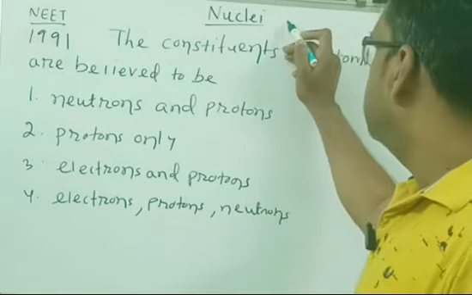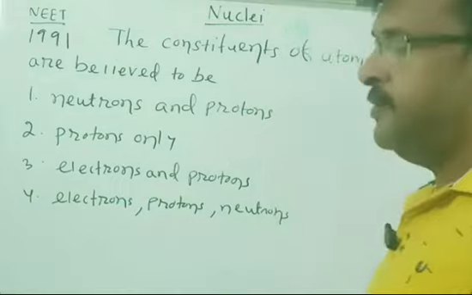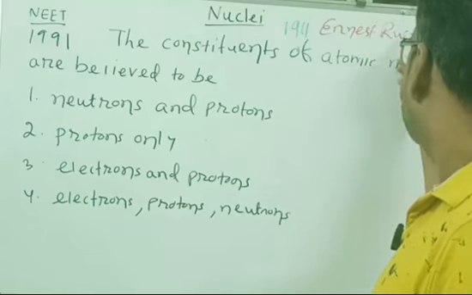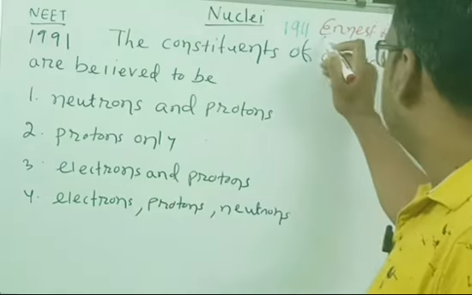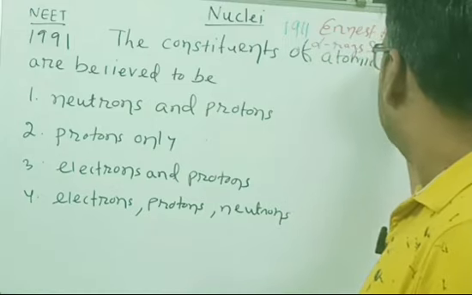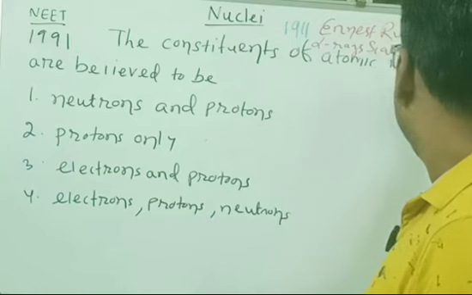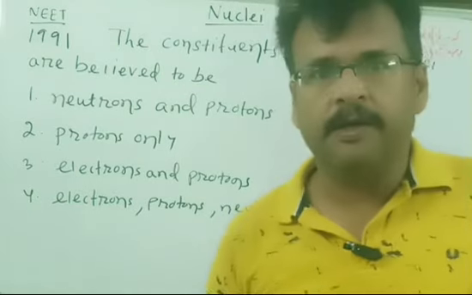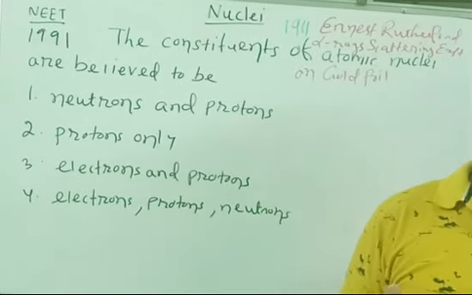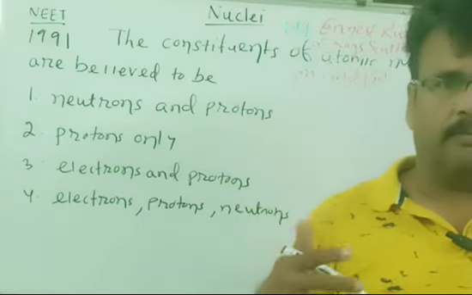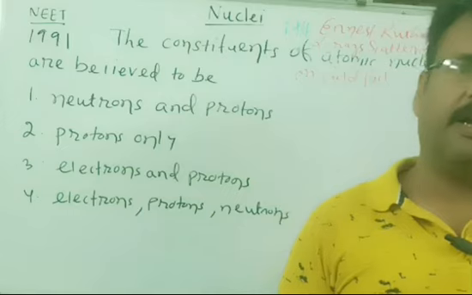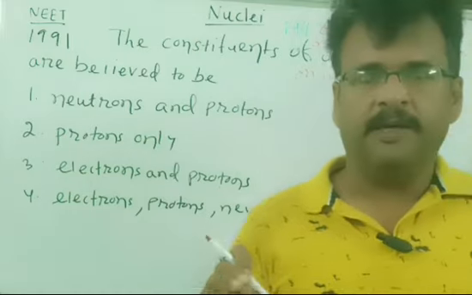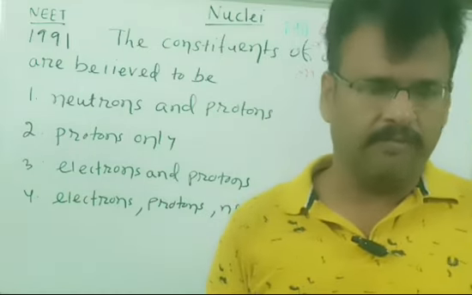But in the year 1911, Sir Ernest Rutherford, in his famous alpha-ray scattering experiment on gold foil, discovered that the entire positive charge and nearly the whole mass of the atom is concentrated in a very small volume as compared to the volume of the atom.